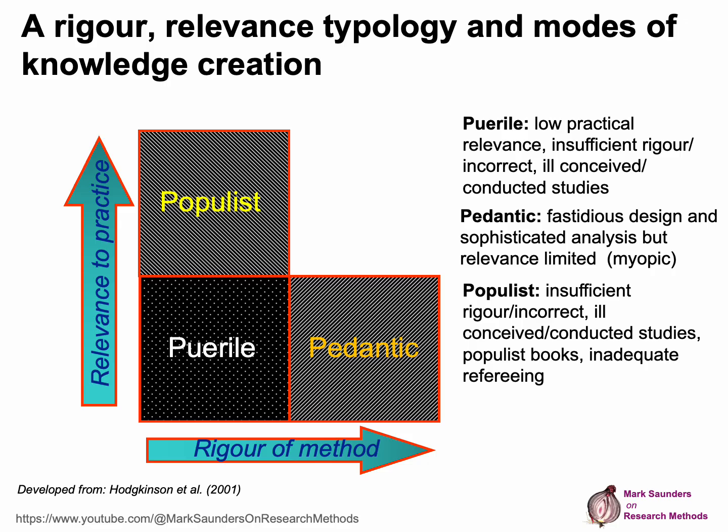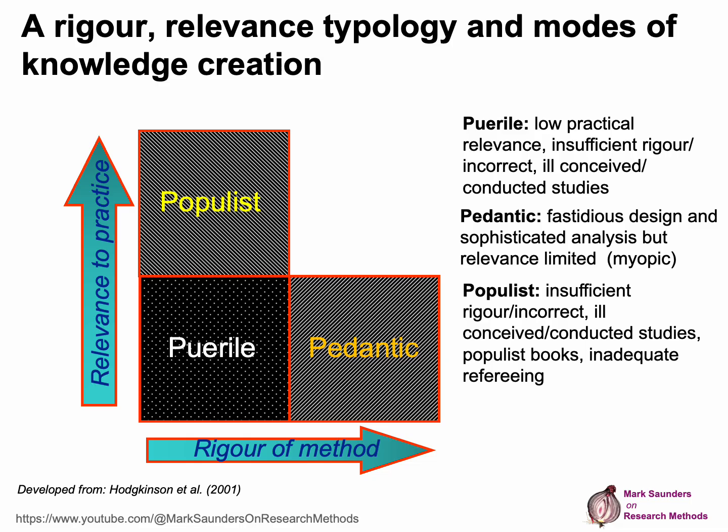And we see this perhaps in those books we see in airport shops or shops on train stations, where we can read about business and management, but we want to think, where did that data come from? How did they find this out? So there's inadequate refereeing, and we can't know whether we can actually trust the rigour of the method.